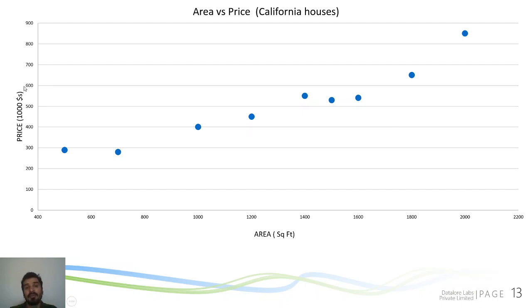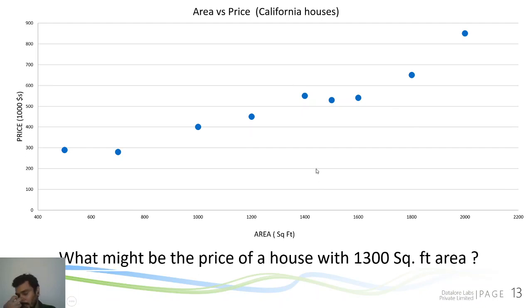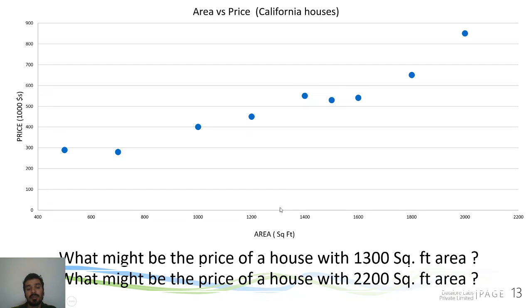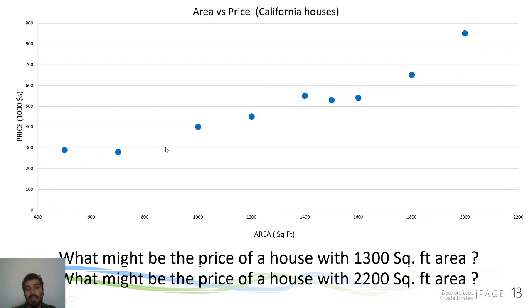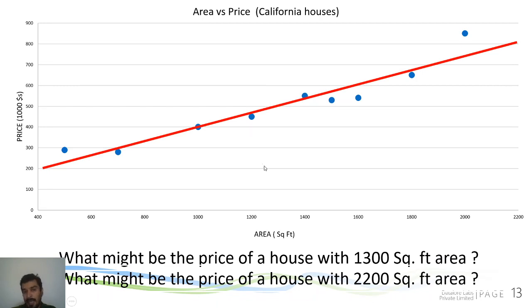So let's say we have a data set like this, and we try to answer questions like, what might be the price of a house which is 1,300 square foot area? So first, before anything, we come up with some kind of a pattern associated with this data, or something like a trend. In this case we see that as the area increases, the price of the house also increases. So we try to capture the trend using some kind of a line or a curve.